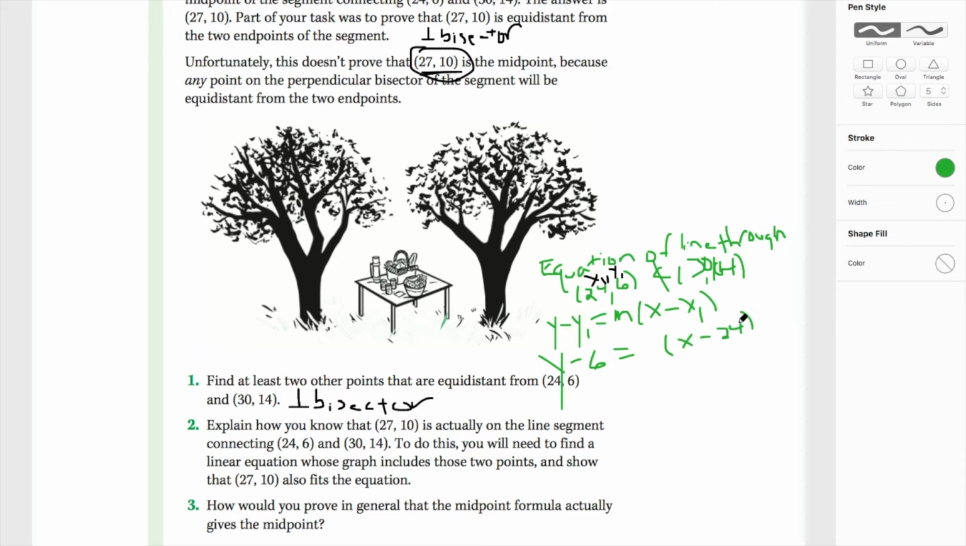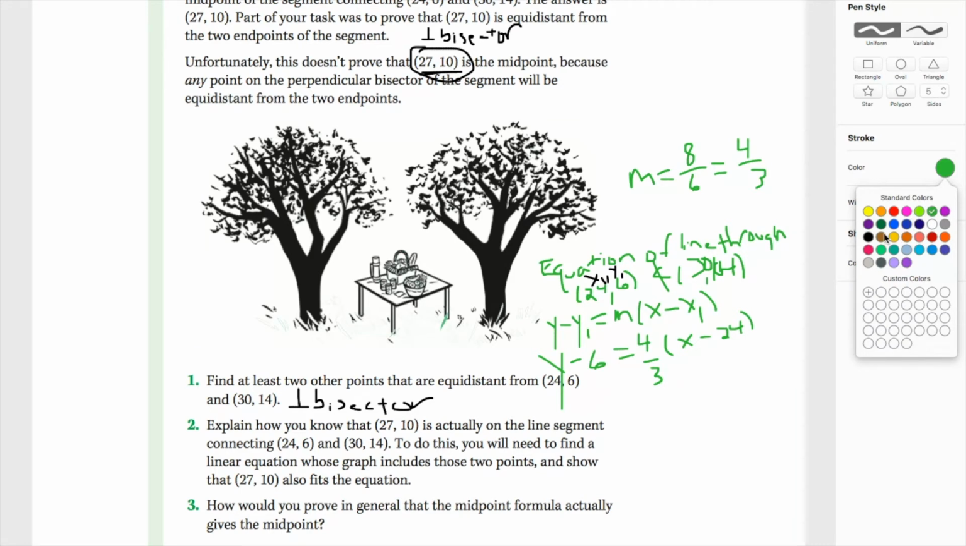Okay, so we don't have m yet, but if we have 2 points, you sure as heck better believe we can figure out what the slope is. So the slope given 2 points is, that's why we have the algebra 1 tattoo, y2 minus y1 over x2 minus x1. So y2 is 14, minus y1 is 6, and that would be 8. And x2 minus x1 is 30 minus 24, which is 6. So our slope here is 4 over 3. Okay, and I do all that. We'll need this actually later. We'll need this in part 2. But I do that because we want to use this.